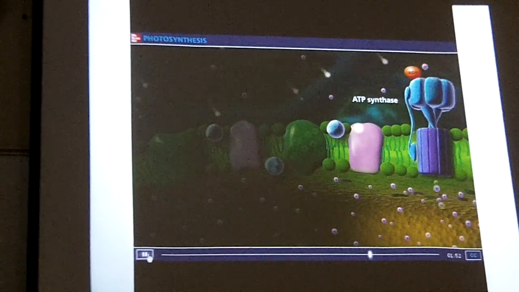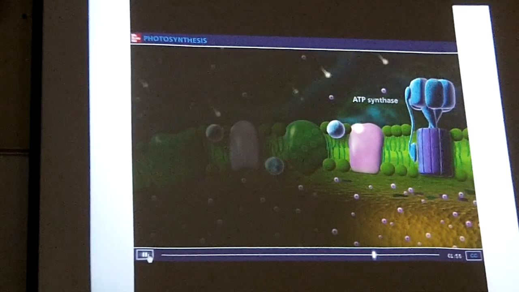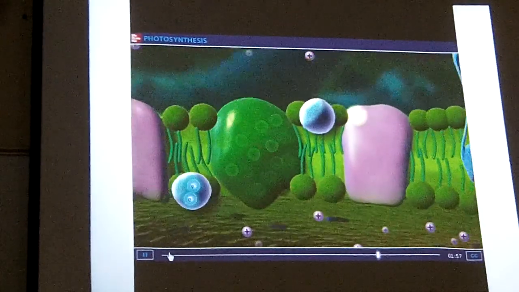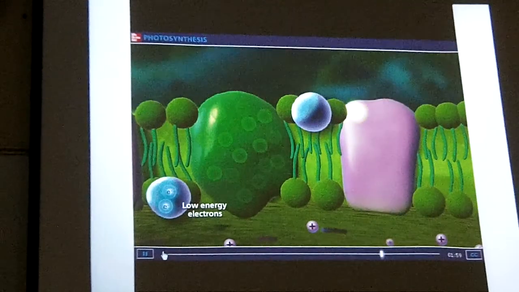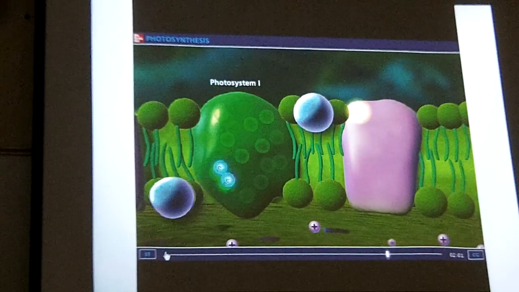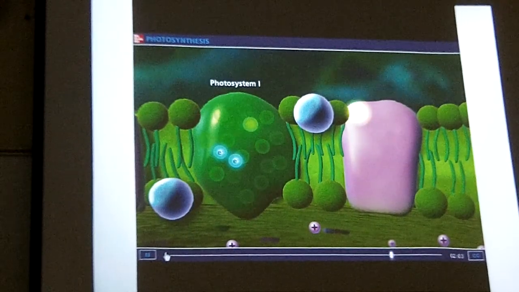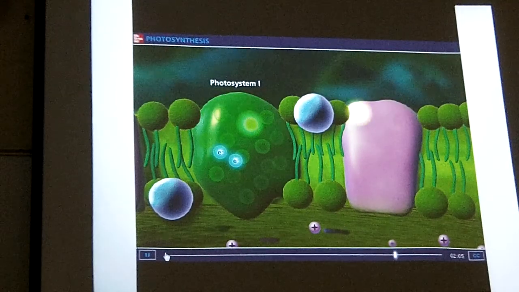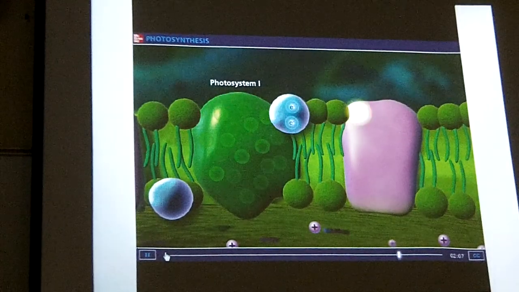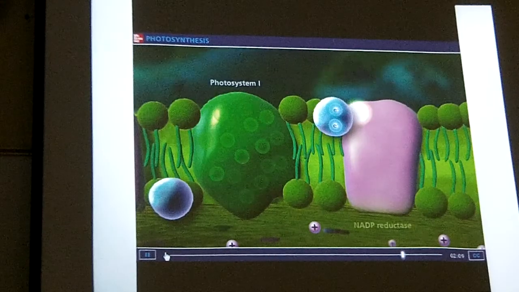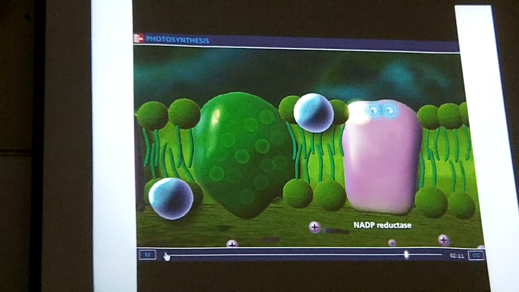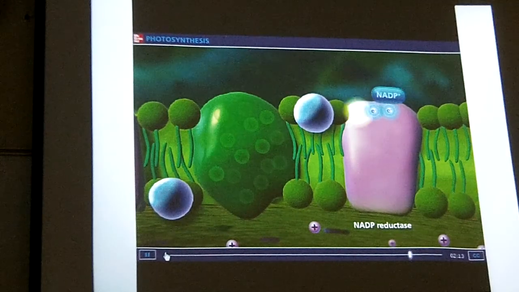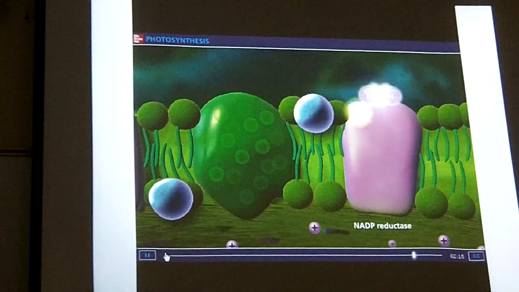Which phosphorylates ADP to form ATP. The low-energy electrons leaving photosystem 2 are shuttled to photosystem 1. Within photosystem 1, low-energy electrons are re-energized and are passed through an electron transport chain where they are used to reduce the electron carrier NADP+ to NADPH.